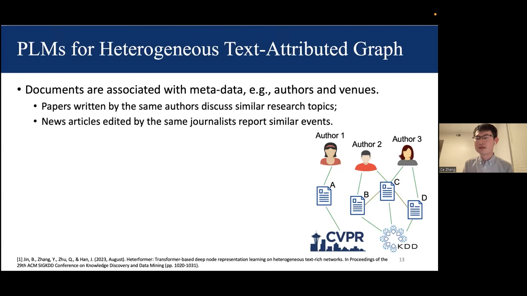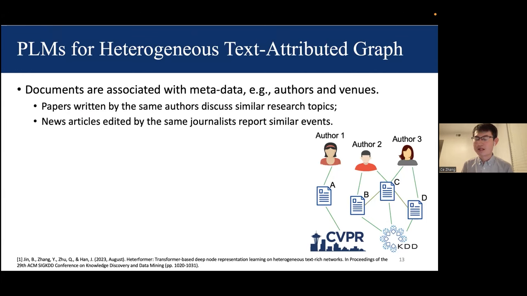Let's further look at the figure on the right-hand side. We have 4 academic papers, A, B, C, D, 3 authors and 2 venues. If we don't read the specific content of these 4 papers, but only look at the authors and venues, we still can guess the main concept of these 4 documents.